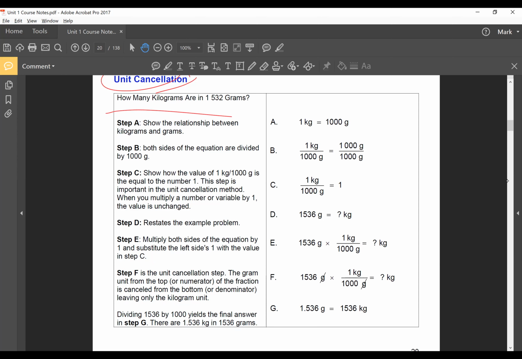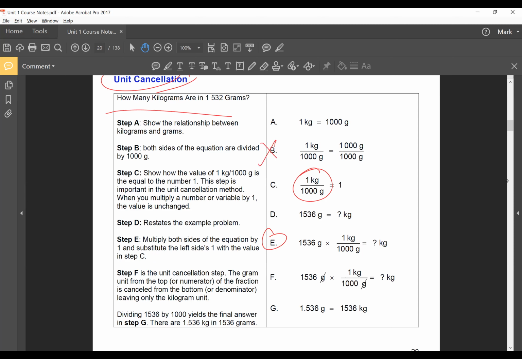Step B, this is a little different than how I typically do it. I typically go to step E here, but step B is to divide both sides of this equation by 1,000 grams. Between steps B and C, and even D, I wouldn't really worry too much about. Step C says, show how the value is equal to 1.